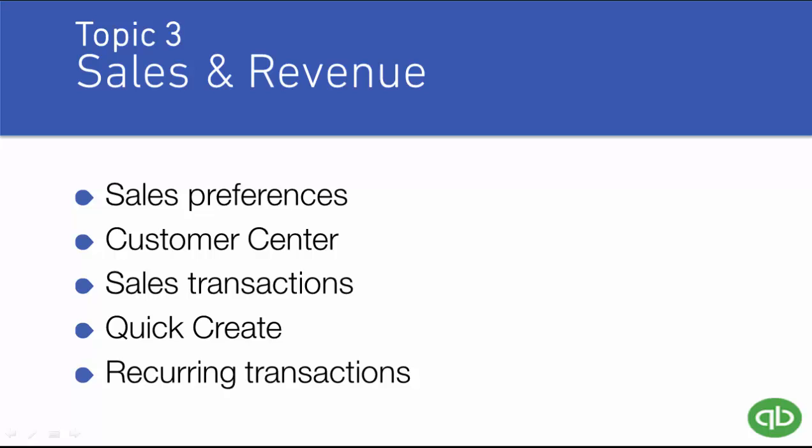We are now at topic 3, sales and revenue. In this topic, we'll first go over company settings and review the preferences related to sales transactions. Then we'll start entering transactions using the Customer Center, Sales Transactions, and Quick Create. Finally, I'll show you how to set up recurring transactions.